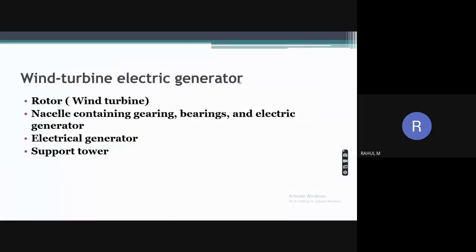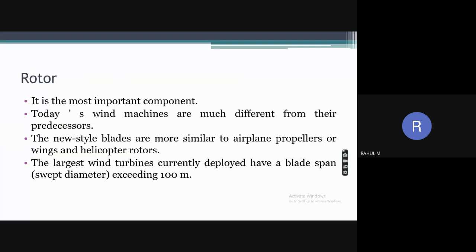Now we'll see the components in detail. The first main component is the rotor, then the nacelle containing gearing, bearings and electric generator, followed by the support tower. We have already discussed all these things, but still for your understanding, I'm again projecting the basic things related to the rotor.